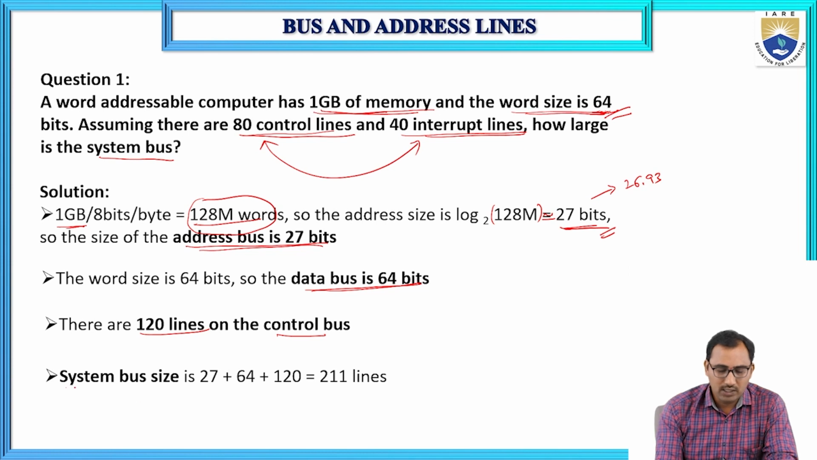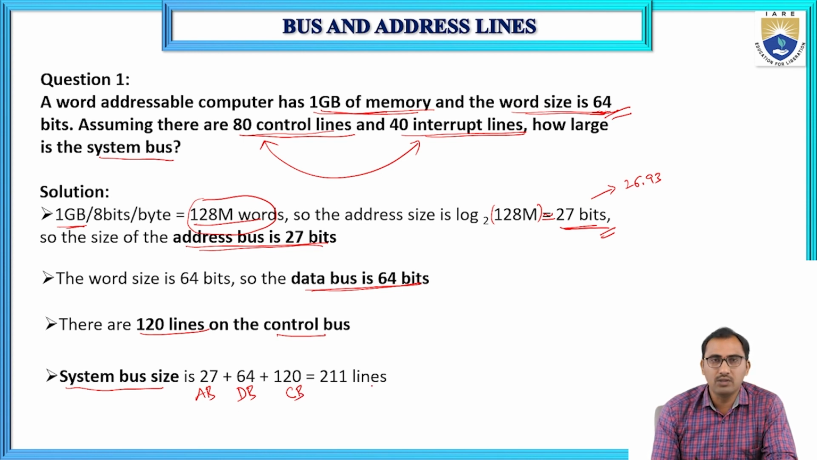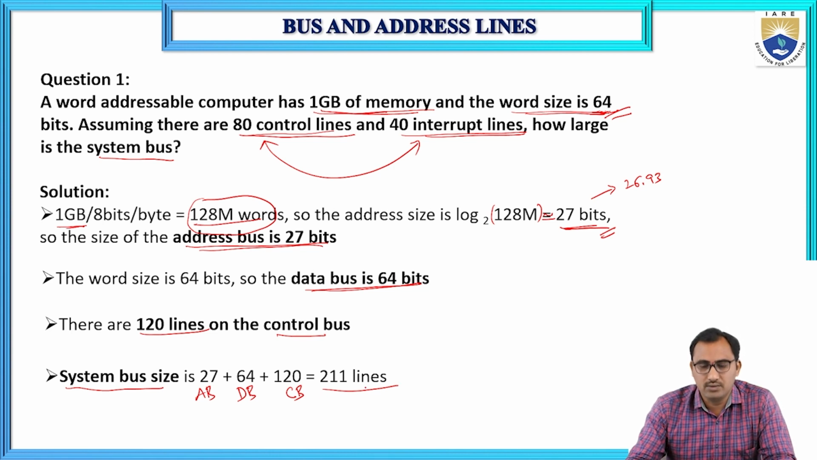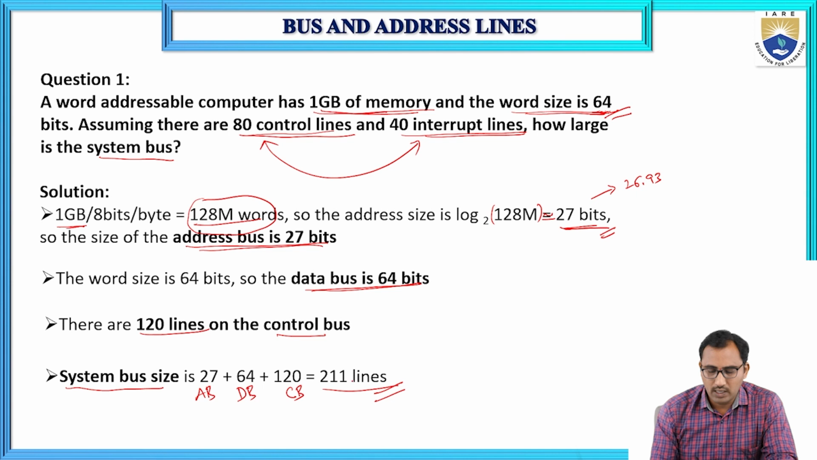So what is the total system bus size? The total system bus size is equal to the address bus size plus the data bus size plus the control bus size. By adding all those lines, it gives the system bus size. So 27 plus 64 plus 120 is 211 lines. So in total we require 211 lines for this particular system. This system bus should have 211 lines.